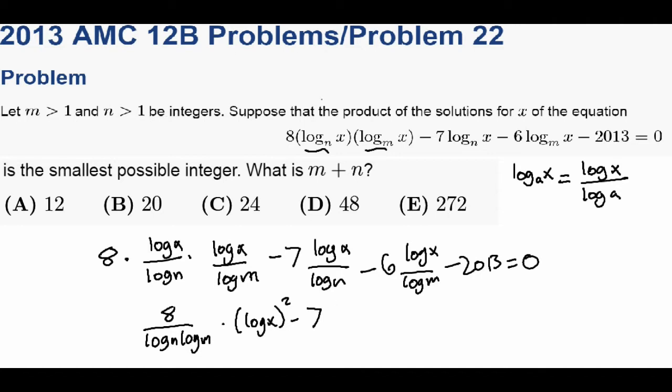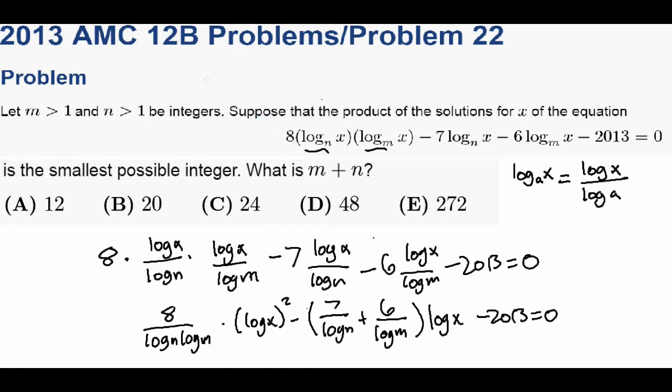Oh sorry, made a mistake. My tablet is still laggy, so I gotta go a bit slowly. Minus 7 over log n plus 6 over log m, times log x, minus 2013 equals 0.